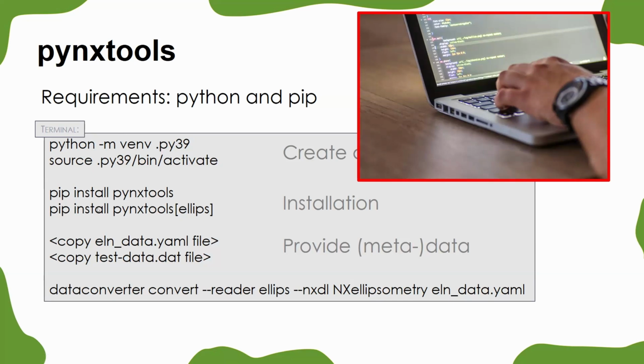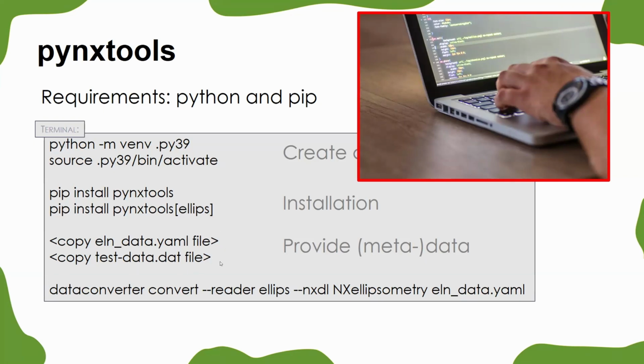We will use these code lines here to first create a clean Python environment, where in principle only a clean Python installation is present. We don't have any packages. Then we install here the pynxtools. There are several other packages which are required for pynxtools. Then we can also install the pynxtools with the ellipsometry plugin.